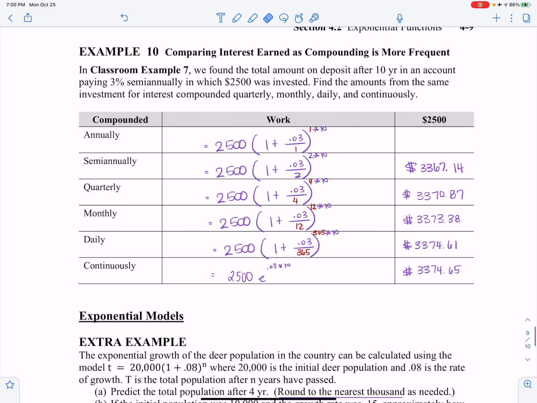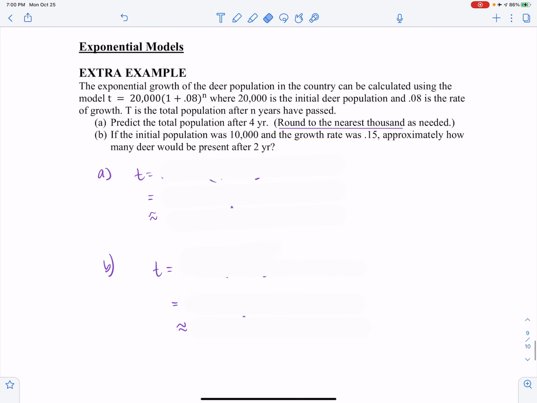All right, for the last example of this section then, let's look at a non-money question. So we are told that the exponential growth of the deer population in the country can be calculated by using the following model. And so here's the model that they gave us. And now they're going to explain what each piece is of the model. So 20,000 is the initial deer population. 0.08 is the rate of growth. T is going to be the total population. And N is going to be the number of years that have passed.